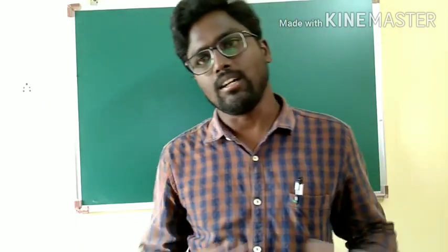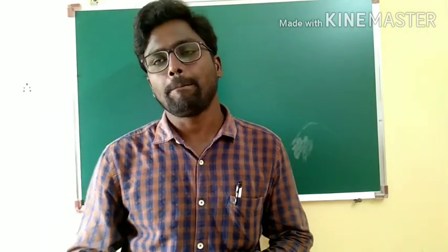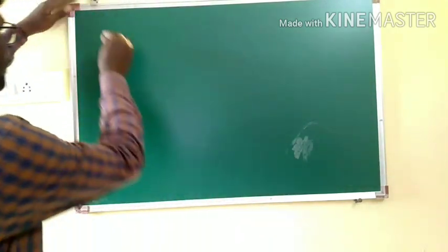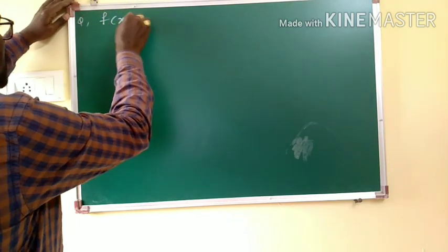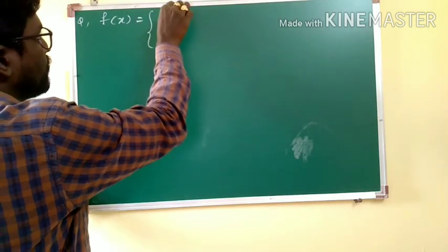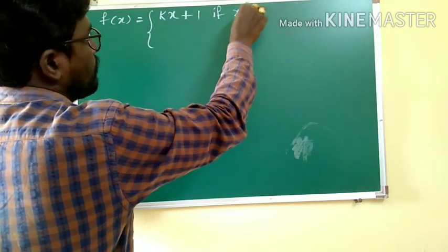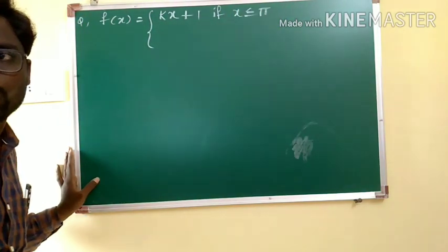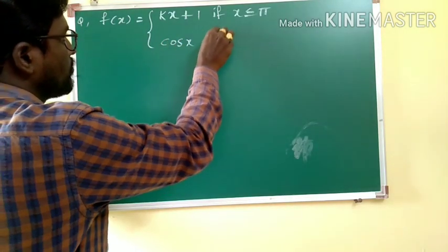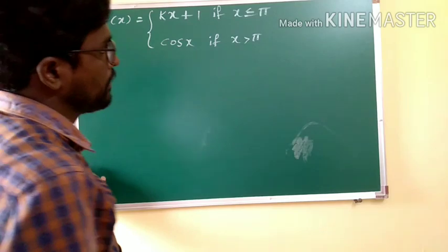Okay, listen. What's the first question according to our worksheet? Find the value of k so that the function f defined by f of x equal to kx plus 1 if x less than or equal to pi, and cos x if x greater than pi, is continuous at x equal to pi.